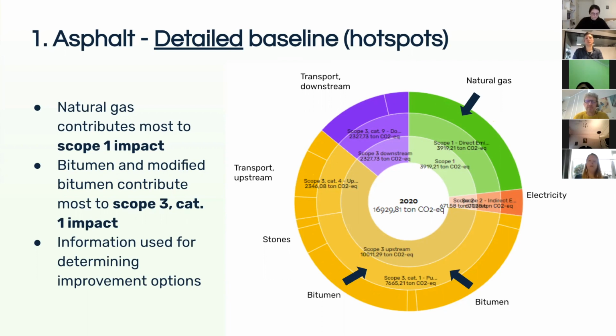And bitumen is quite important in asphalt. You need it as a binder, basically, but it's a byproduct from refining of crude oil. We also call that petroleum. And for the rest, you can also see some other categories in there, for example, scope 3 category 4 and scope 3 category 9. But those I mentioned are the most important ones, and those were the ones we used for determining the improvement options. So we can go to the next slide.